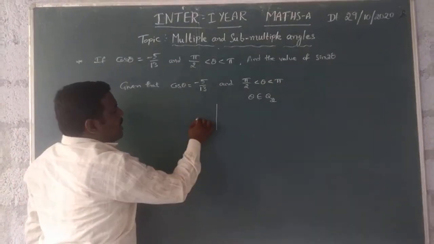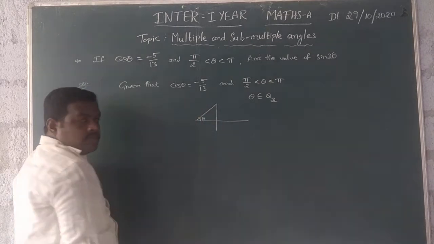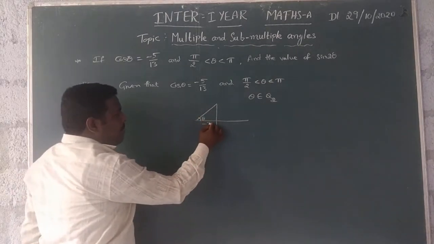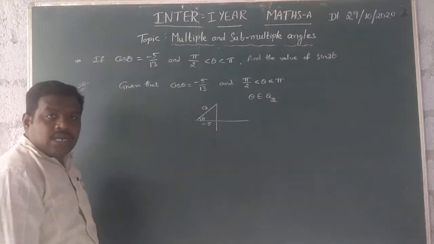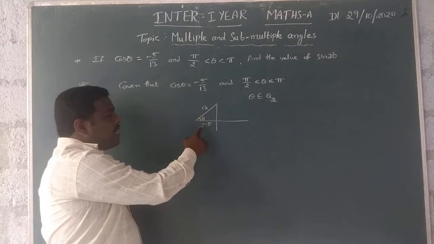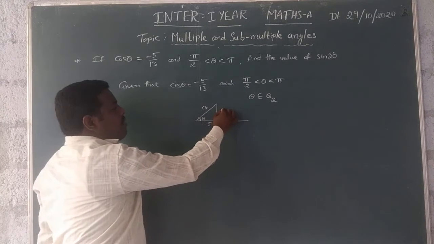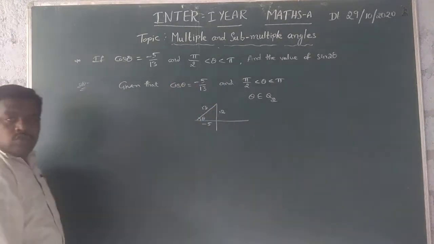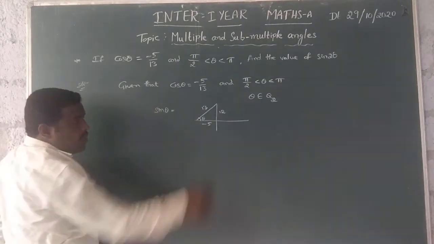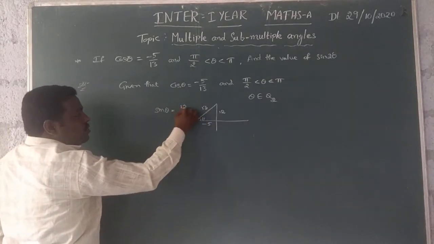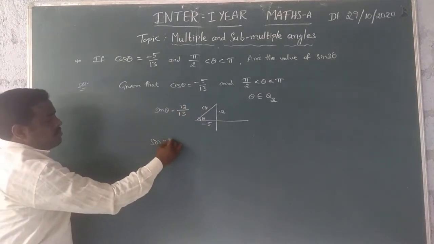So we can draw a right angle triangle in the second quadrant. Cos means adjacent side by hypotenuse. Then what is the value of the opposite side? 13 square, 169 minus 25, 144, means plus or minus 12. But this side is positive, so we can write plus 12. From the figure we can write sin theta, which is opposite by hypotenuse: opposite 12, hypotenuse 13.